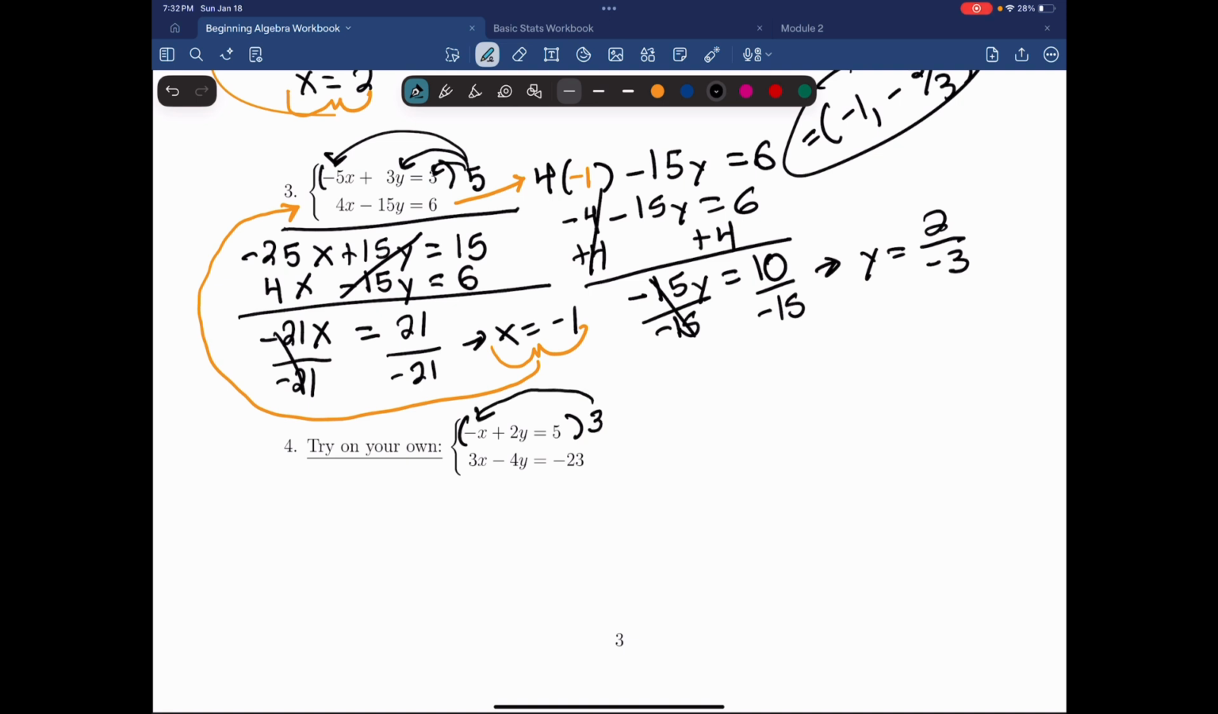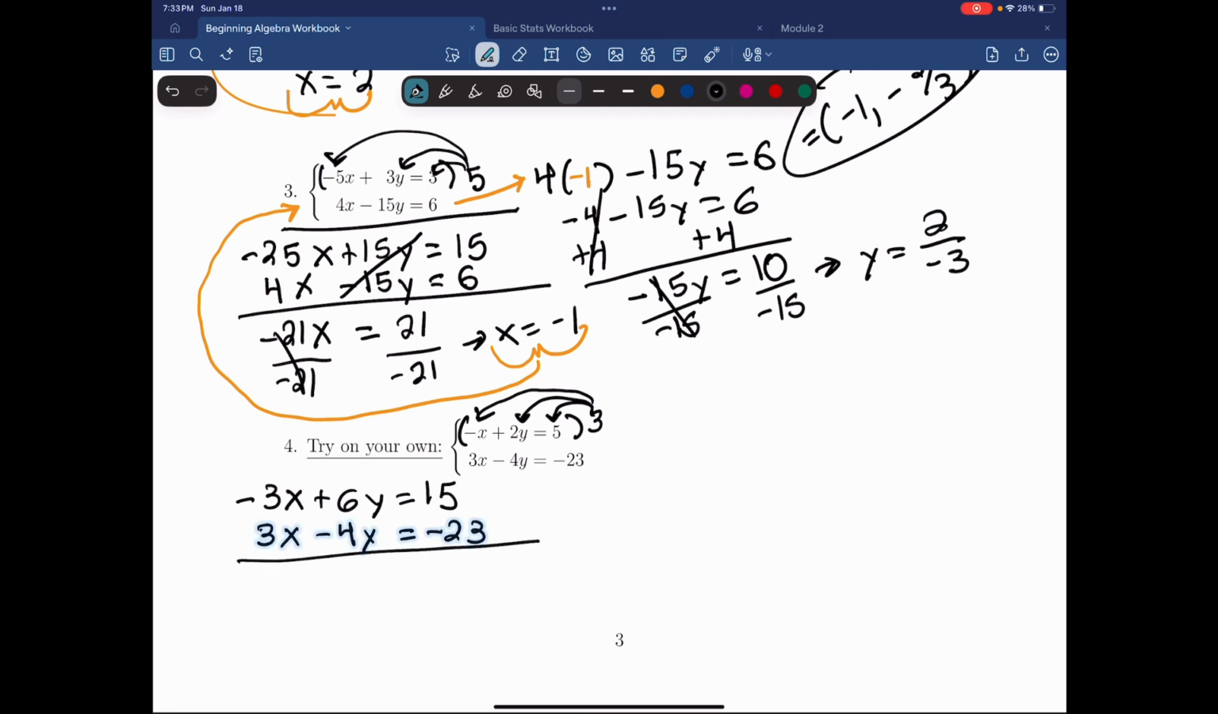So when we distribute in this 3, we get negative 3x plus 2 times 3 is 6. Then we carry along that y. And 3 times 5 is 15. Now let's carry along that bottom equation. 3x minus 4y equals negative 23.